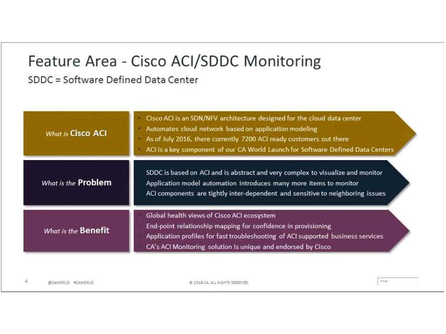So end-to-end relationship mapping was one benefit for confidence in how things were provisioned, how it's affecting the application for troubleshooting, and health views of your Cisco ACI system. So again, everything that we have done in the past, we are just applying that monitoring capability to new technology like Cisco ACI.